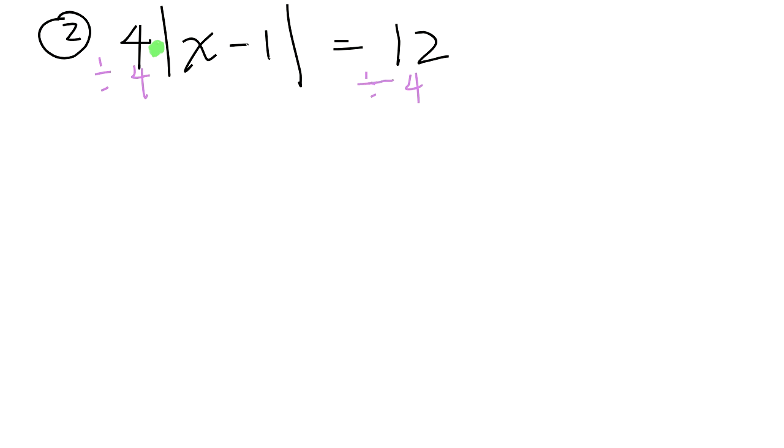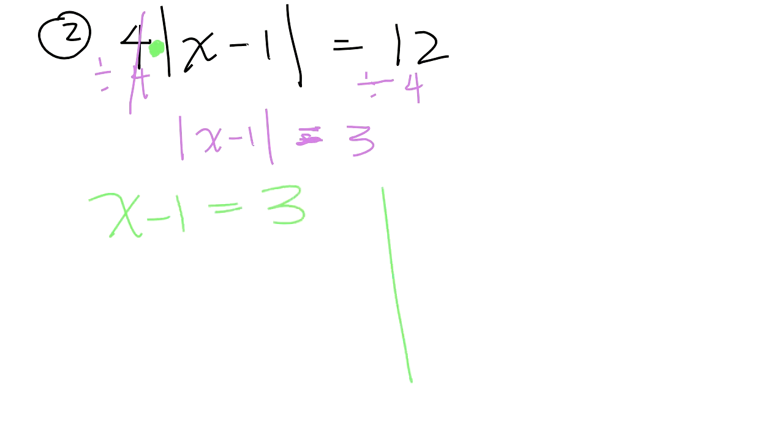So the 4's cancel. I've got absolute value x minus 1 equals 3. And now here, this is an equals, not a negative, equals 3. Now my absolute value is isolated, so I can do my split. So my first equation looks exactly the same. x minus 1 equals 3. Second equation, same expression, x minus 1, except on the other side, we've got a negative 3. These become my two equations that we're solving.